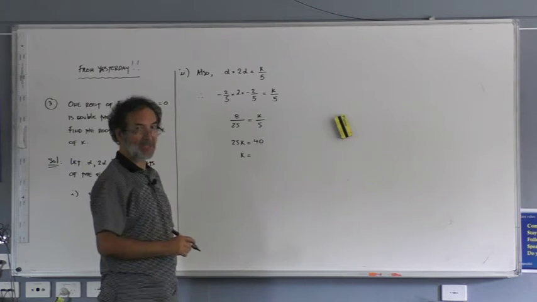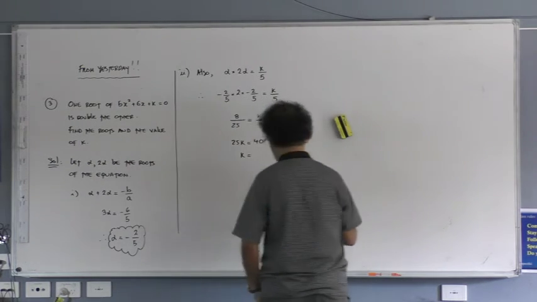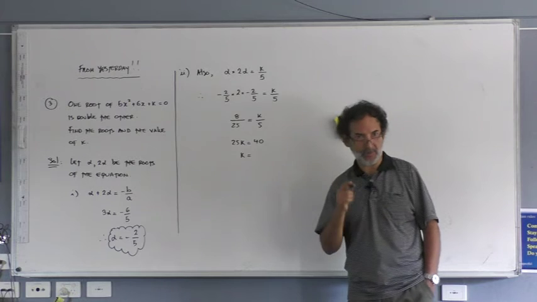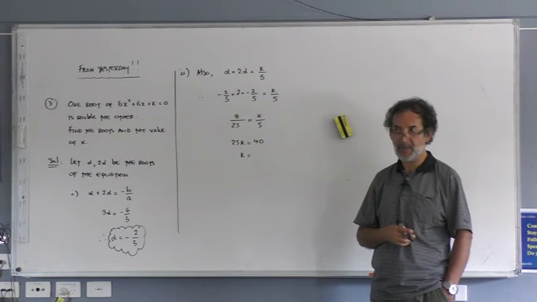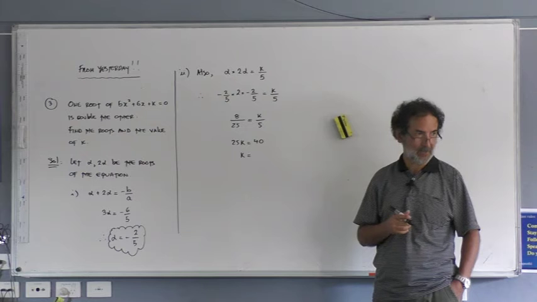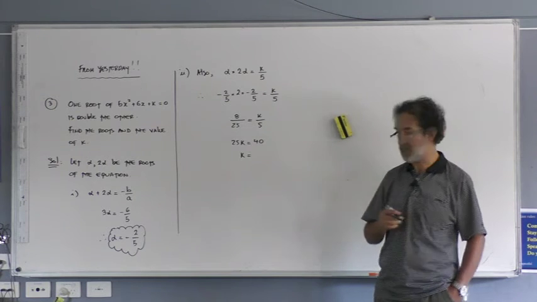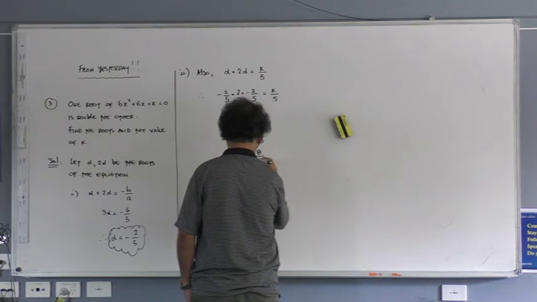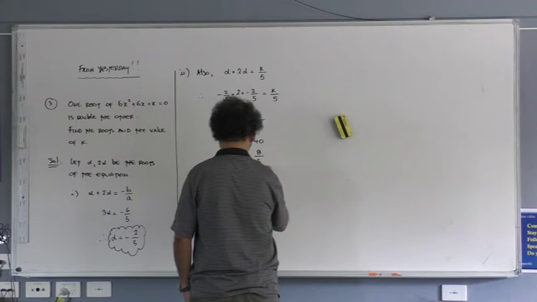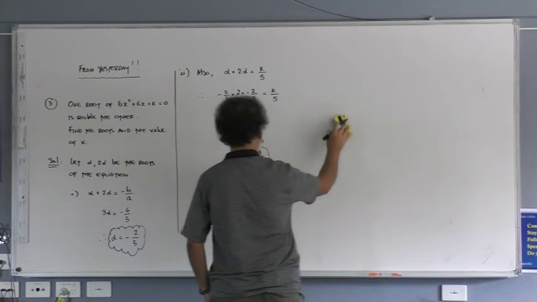All right, what's the answer for that? So you do 40 on 25. Can you please tell me the answer in fraction? 8 over 5. Yeah, 8 over 5, much better.